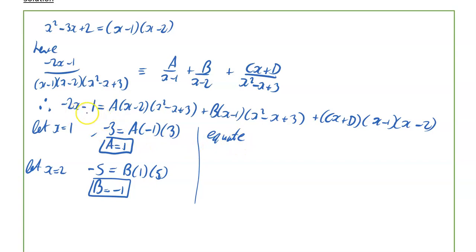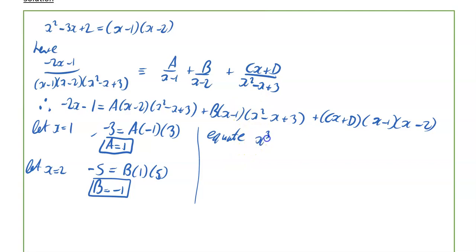Say I put 0 in, I'd get minus 1 here equals a times minus 2 times 3, b times minus 1 times 3, and d, that'll go to 0, d times minus 1 times minus 2. So it'll get you another equation with 3 unknowns, and you already know your b and your c. So that's a nice way to do it, but I'm just going to do the equating.